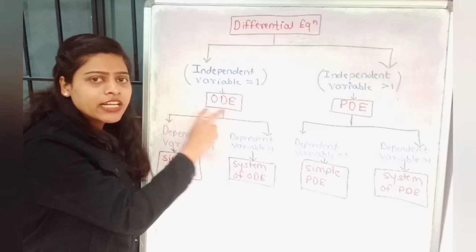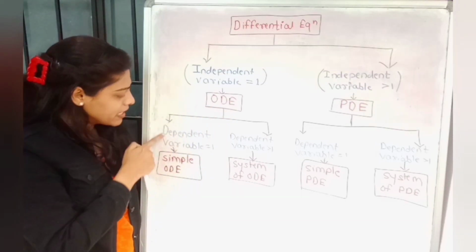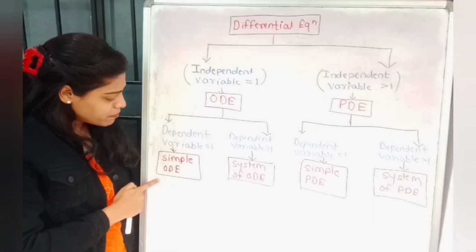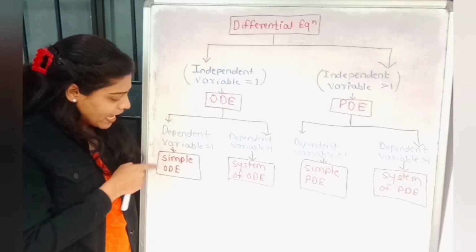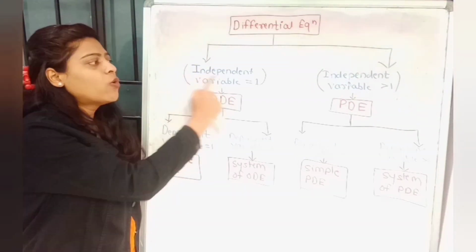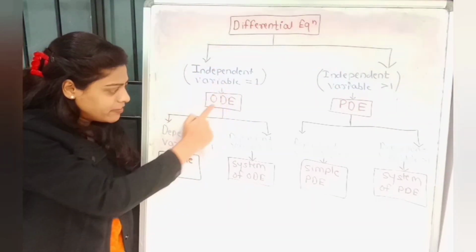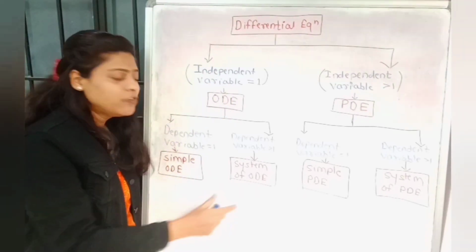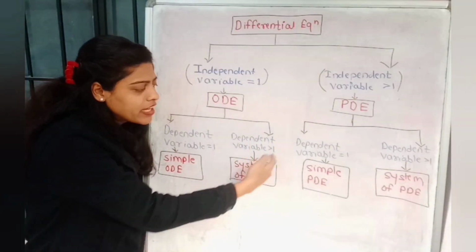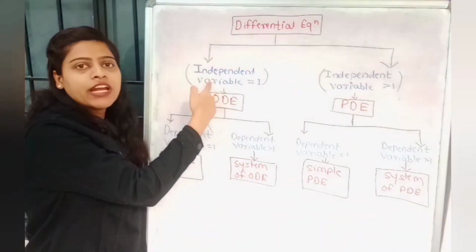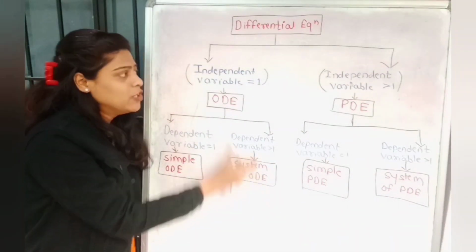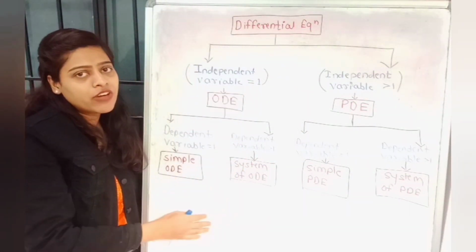Further, this ODE can be divided into two parts. First part is a simple ODE and second part is the system of ODE. Then what is a simple ODE? An equation which involves only one dependent variable and only one independent variable, we can say this is a simple ODE. Then what is the system of ODE? An equation which involves more than one dependent variable and only one independent variable. So this equation is called a system of ODE. So this is our ODE part and we have completed it.